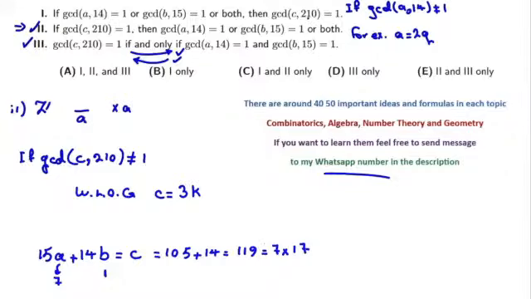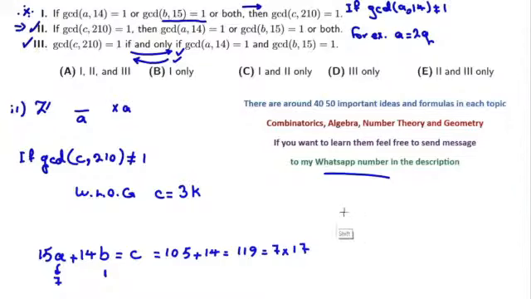So we know GCD of C and 210 is not 1. So it says if we satisfy this one, we know GCD of B and 15 is 1, because B is 1. It satisfies the assumption because it says or, but it doesn't satisfy the conclusion. So it is a contradiction, a counterexample.